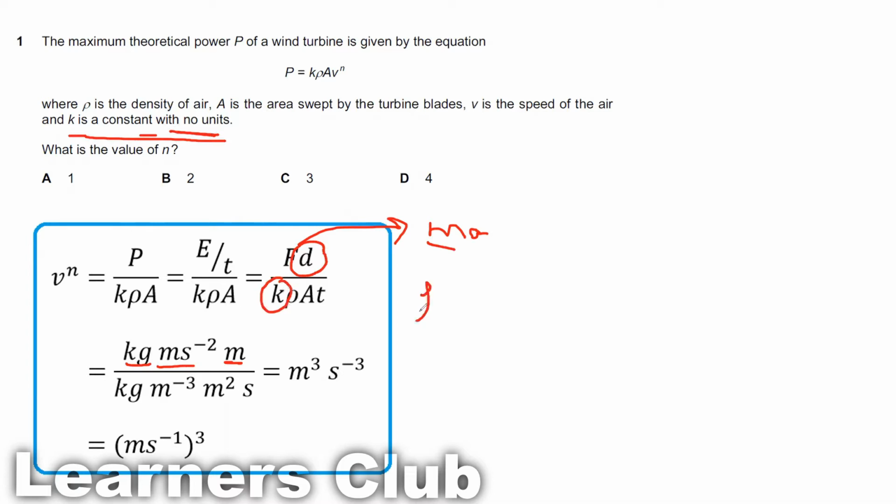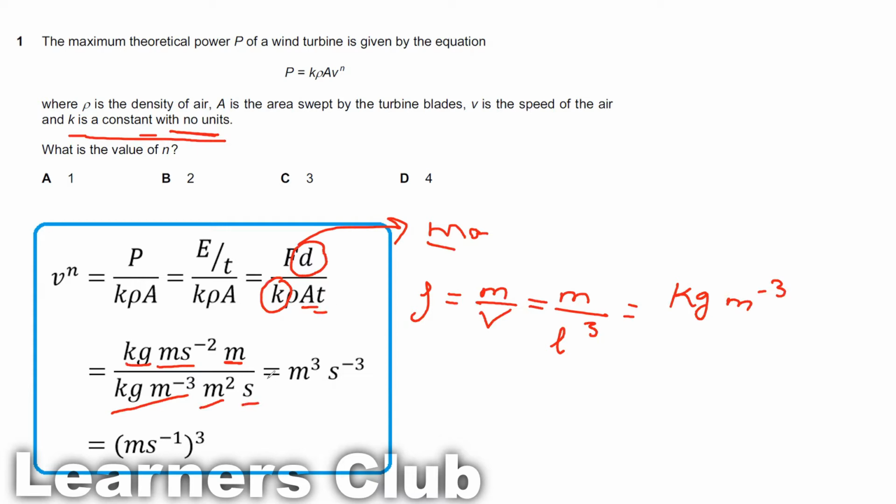Rho is the density, which is mass over volume. Volume means L to the power 3. So it is kg per meter cubed. This stands for the SI base unit of density. A is for area, so meter squared. T, the SI unit of time, is second.